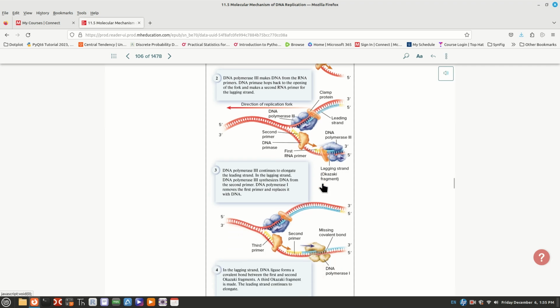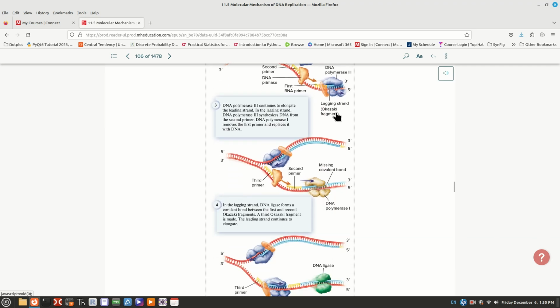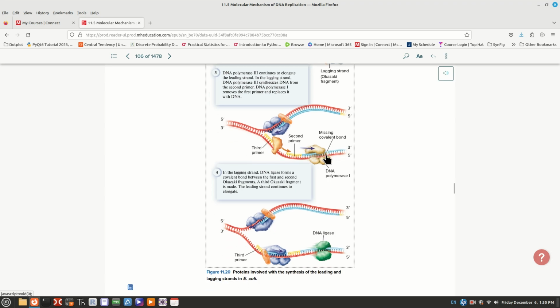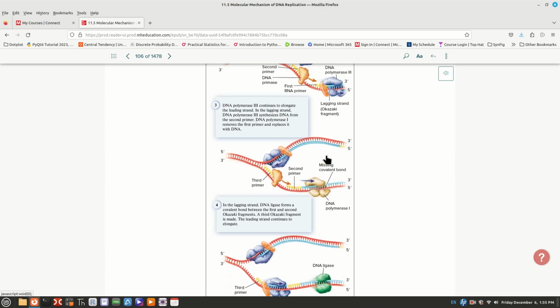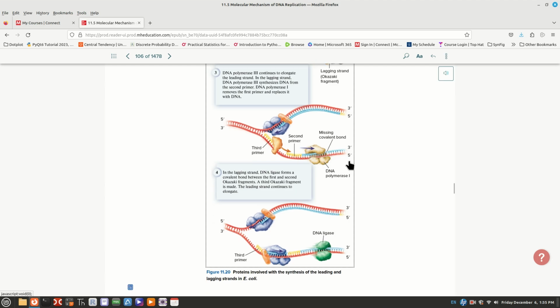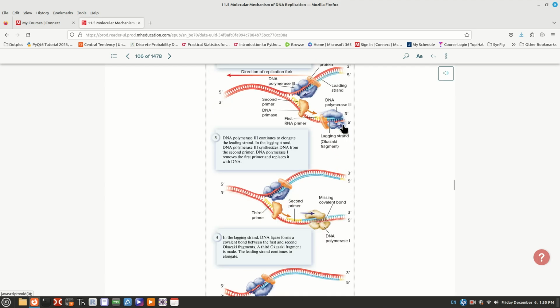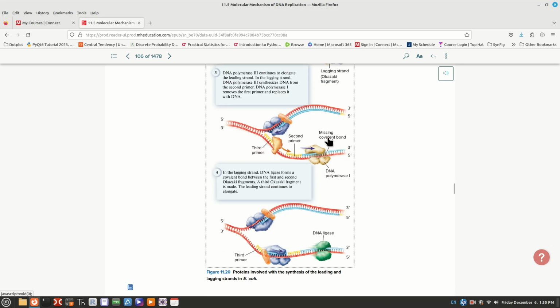Now, after you have made a couple of pieces, you're going to come along and you're going to have to fix this. These Okazaki fragments right here, the RNA needs to be turned back into DNA. You need to turn the U's into T's, all right? And then you're going to have to connect all of them. So we have a couple of proteins here that are going to come back and do that for you.